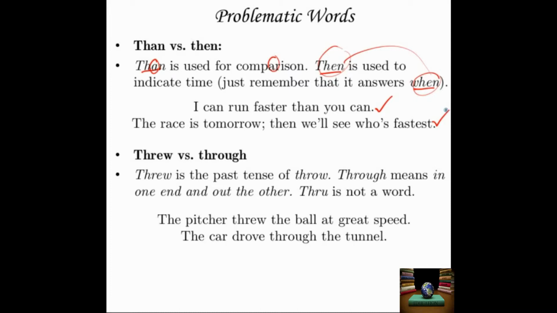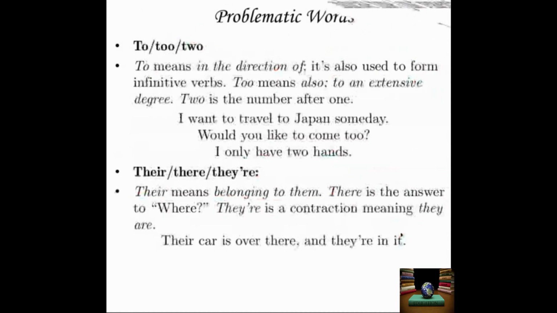All right, threw versus through. Threw with an EW is the past tense of throw. Just remember the W's and you'll probably be okay. Through, O-U-G-H, means in one end and out the other. Thru with just a U is not a word. Don't use it. There's no reason to use it. It's an abomination. All right, the pitcher threw the ball at great speed, and the car drove through the tunnel, in one end and out the other.